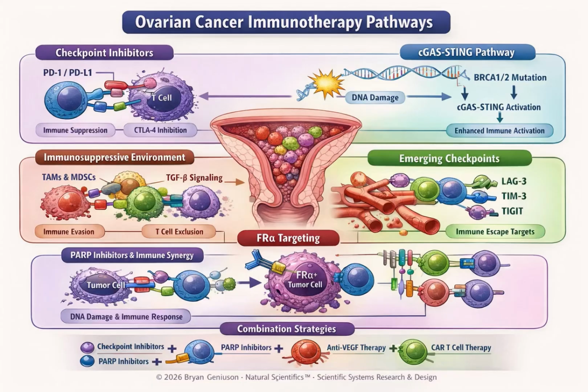A central regulatory system controlling immune responses in cancer is the immune checkpoint network. Two of the most important checkpoints involved in ovarian cancer immunotherapy are the PD-1, PD-L1 pathway, and CTLA-4 signaling. The PD-1 receptor is expressed on activated T cells.